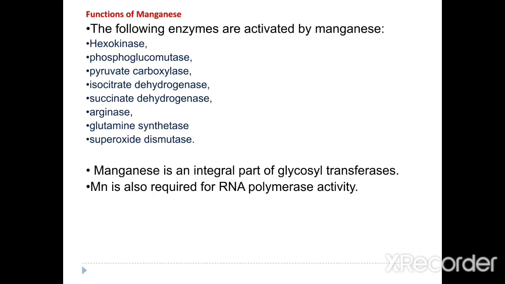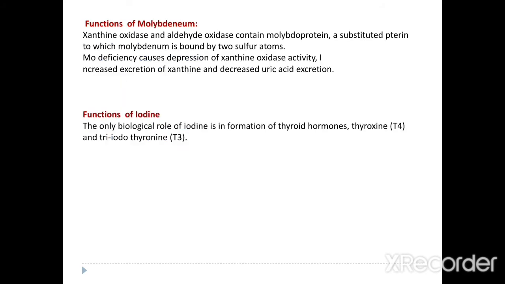Then the functions of manganese. The following are examples of manganese dependent enzymes: hexokinase, phosphoglucomutase, pyruvate carboxylase, isocitrate dehydrogenase, superoxide dismutase, etc. Manganese is also an integral part of glycosyl transferase. It is also required for RNA polymerase activity.